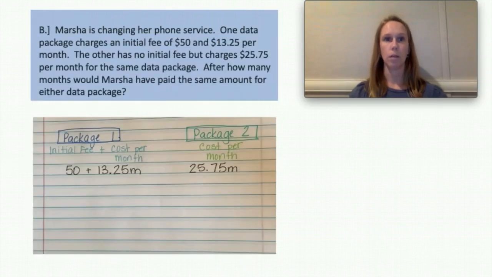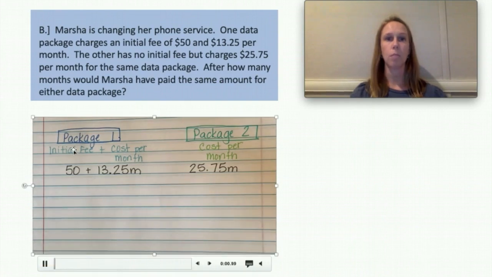Your second one is about Marcia and her phone service. So there's 2 data packages. One charges an initial fee of $50 and $13.25 per month. The other has no initial fee but charges $25.75 per month for the same data package. So the question, after how many months would Marcia have paid the same amount for either data package?